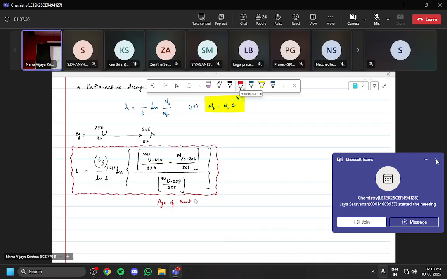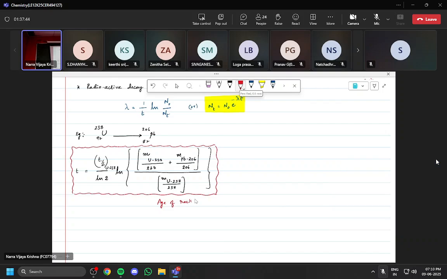Weight of uranium by 238 plus weight of lead by 206, I got. If I add the number of moles, that is nothing but the initial number of moles of uranium, divided by the final number of moles of uranium. I can calculate it now. So initial by final. Right or wrong? What, sir?